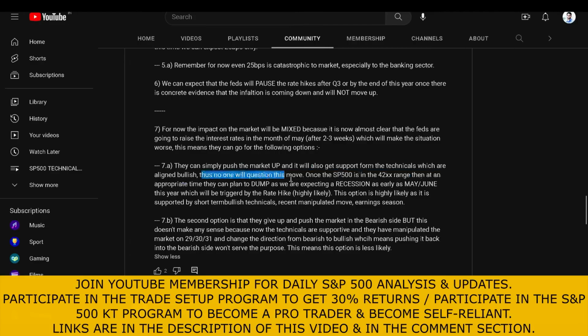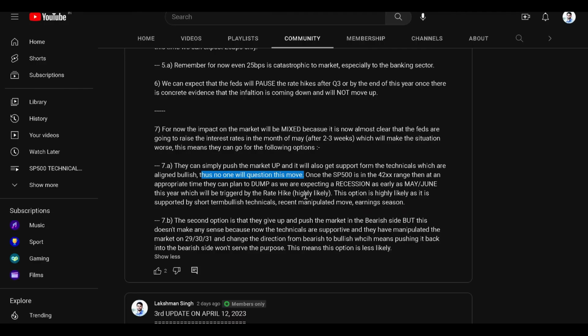So no one will question this move, why the stock market is moving up, because the technicals are there and there is no such bad news. Although there is no such good news, there is also no such bad news. The technicals are there, so no one will question this move. Once the S&P 500 is in the range of 4XX, then at an appropriate time they can plan to dump.